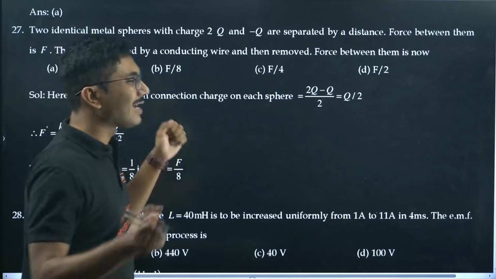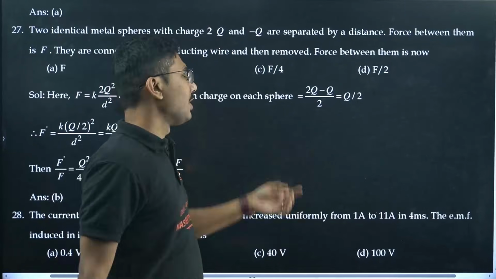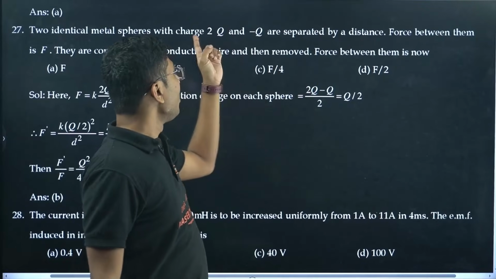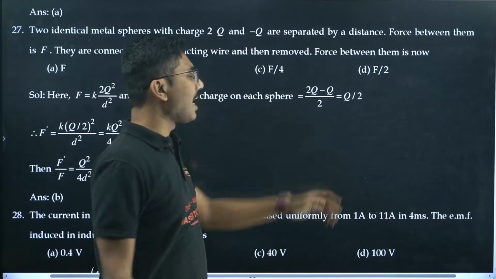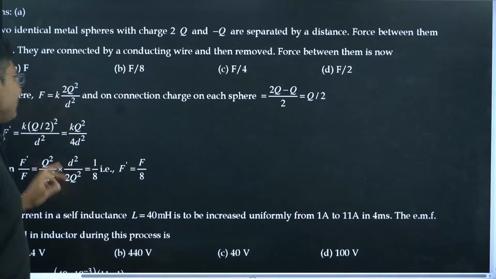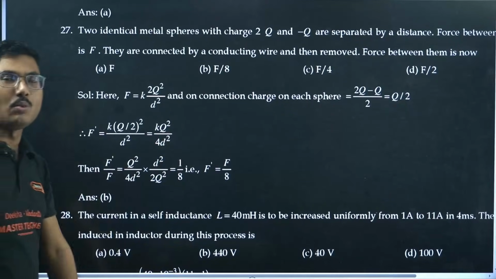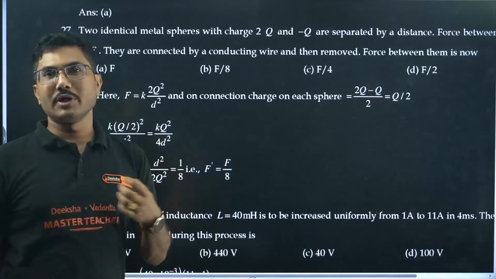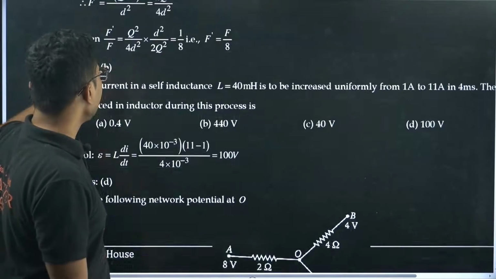Now when you connect them, what happens? The charge is redistributed. Okay, so total charge is now 2q minus q divided by 2. So q by 2 is the charge on each sphere. Now again apply Coulomb's law, calculate the force, and it will come out to be 1/8 of the original value. Okay, simple, not difficult.